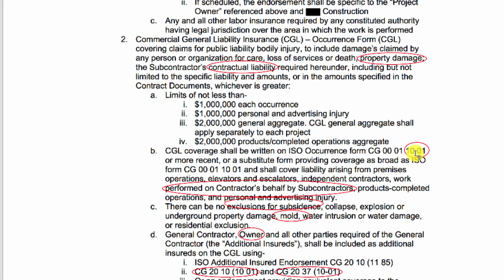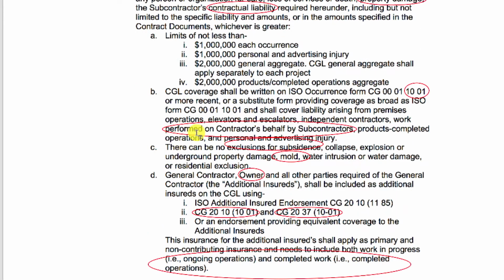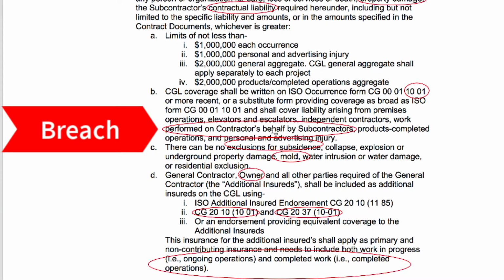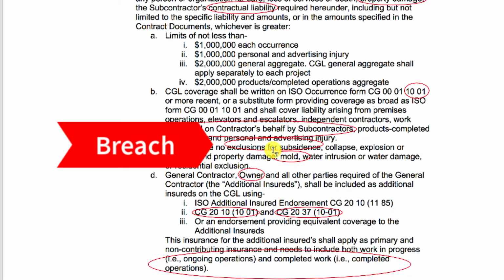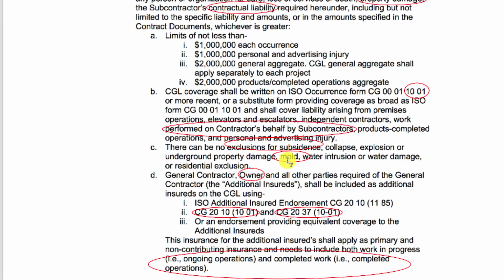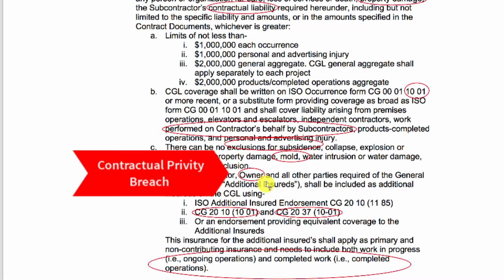The version of the insurance form, this required coverage for subcontracted work, and this particular subcontractor had a subcontracted work exclusion. This included a requirement to have no exclusions for subsidence. This subcontractor had subsidence. This required a no exclusion for mold. This sub had a mold exclusion. This requires the subcontractor to additionally insure the owner. They did not have a direct contract with the owner, and as a result, their insurance policy endorsement for additional insured requires contractual privity. So they were not covering the owner correctly as a result.